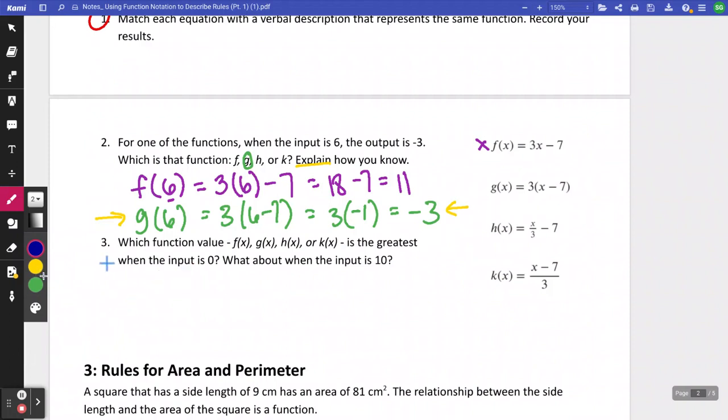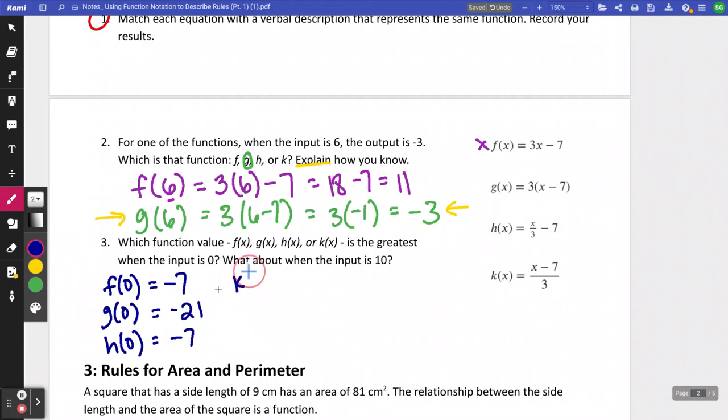We're looking at number 3 first for which of those functions is going to be the greatest when the input is 0. If we make f of x the input 0 for that, so f of 0, that would give you an output of -7. G of 0 would be a -21. H of 0 would be a -7. And then I'm running out of room. K of 0 would be -7/3.